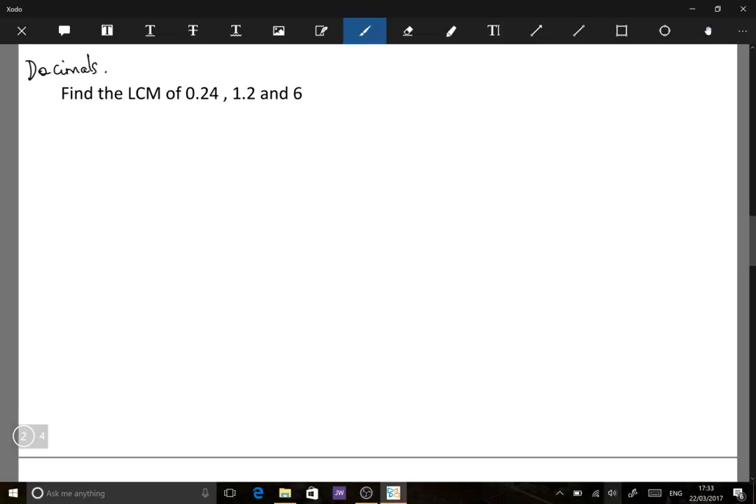How to find the LCM for the decimal digits. See, here we are going to ignore the decimal points. How? By writing like this. See, 24, which means I have to add 2 zeros to the other numbers to bring the decimal point to this point. So 24, 2 zeros, 120, and here 2 zeros, 600. So these are my numbers. Now I'm going to find the LCM.